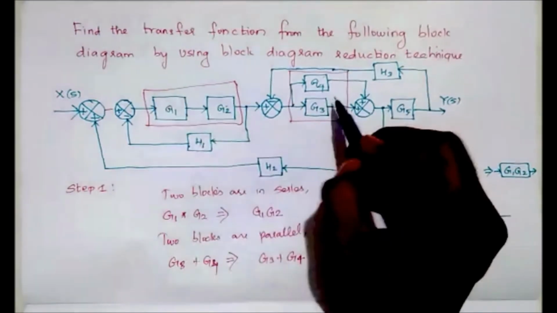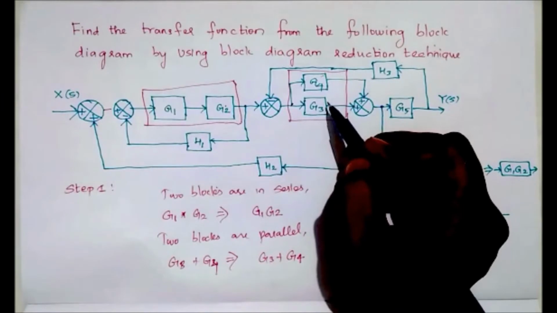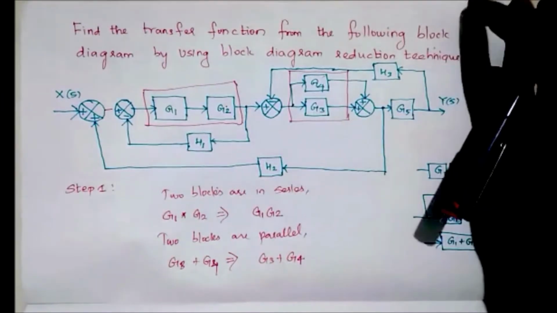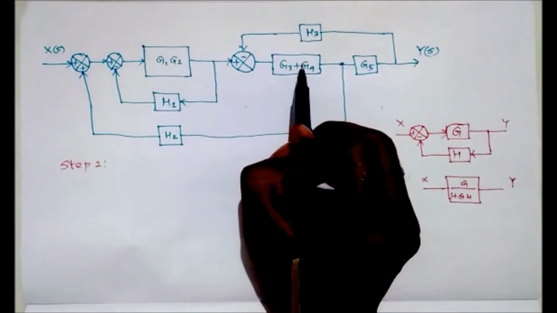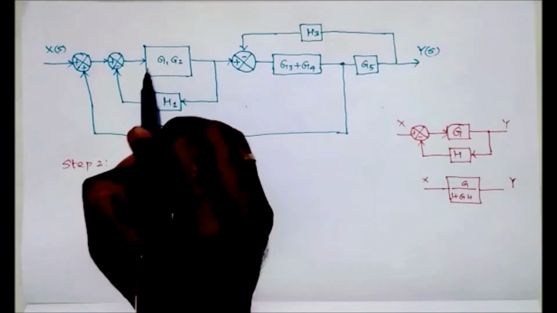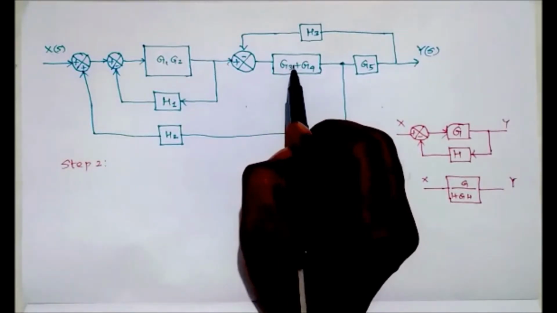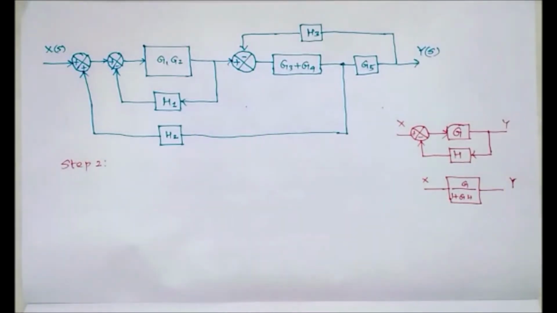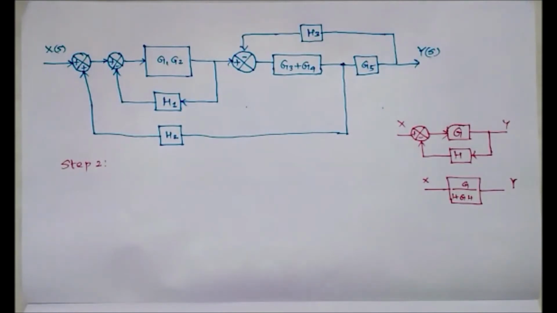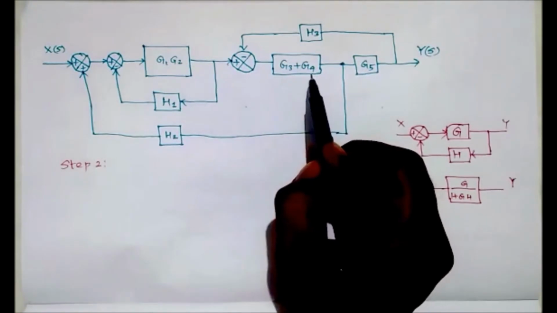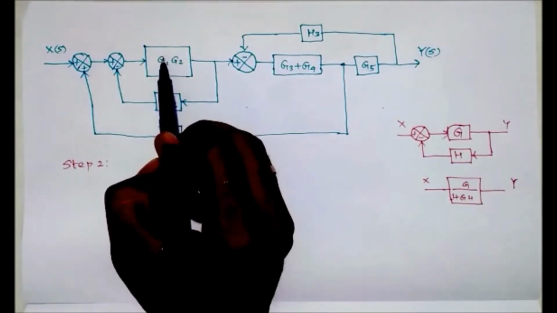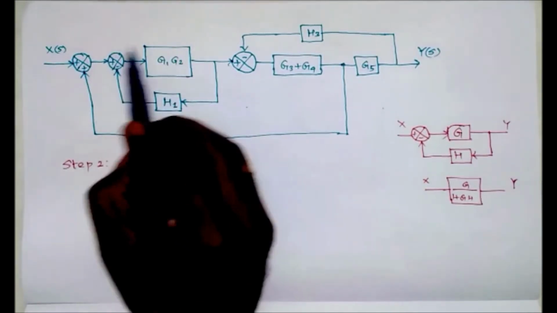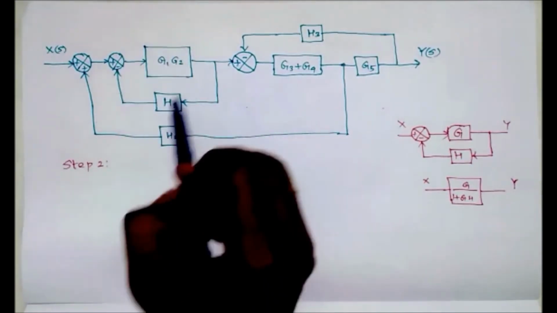After doing the modification, before the second step it will look like this. So in step 1 we have got this block and also this block. Now in step 2 we have to check whether any two blocks are parallel or in series. So here there is no parallel or series block, but we can see there is a loop here. This is the system gain, this is the feedback. By using the feedback elimination technique we can remove this.